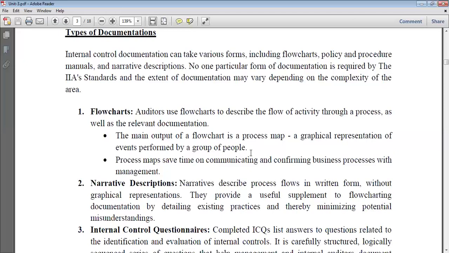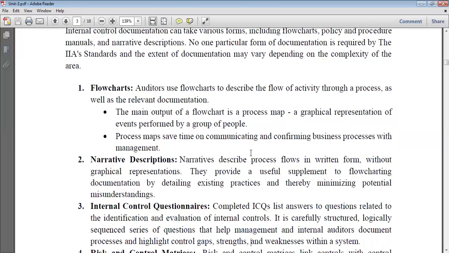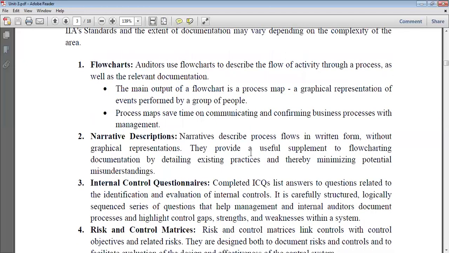Another major documentation is the narrative descriptive. The narrative descriptive presents the process in written form without graphical representation. Basically, in written format only they give the report or make the documentation. It is useful to detail existing participants, thereby minimizing potential misunderstandings. If there is any misunderstanding, it will be clarified by the narrative description, so ultimately it can be easily analyzed.